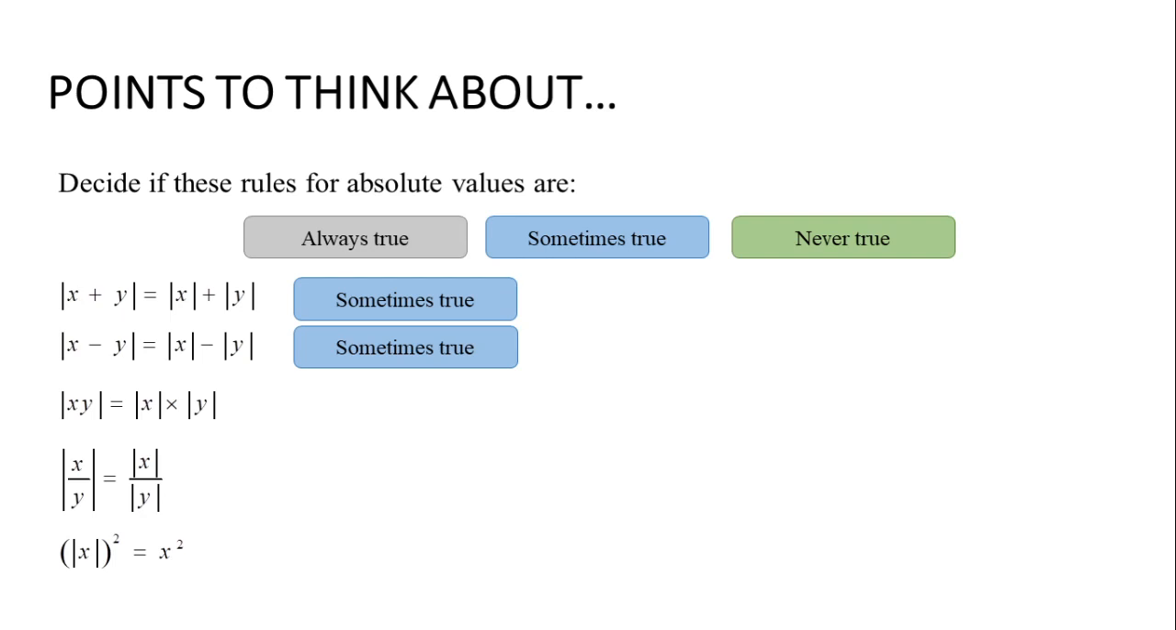Next, how about if I am multiplying? Take for example 5 and negative 5. 5 times negative 5 is negative 25, and the absolute value of negative 25 will be positive 25. Take a look at this one. What is the absolute value of 5? 5. What is the absolute value of negative 5? It's still 5. 5 times 5 is 25, which is equal to the absolute value of the product of 5 and negative 5. Even if it's both negative numbers, it will still be a positive value. Therefore, it is always true.